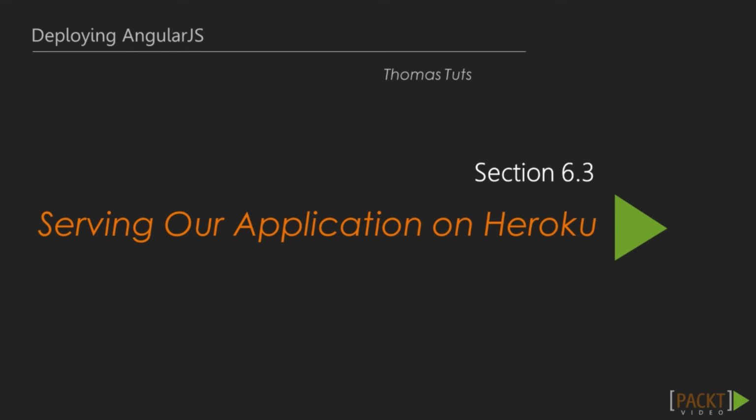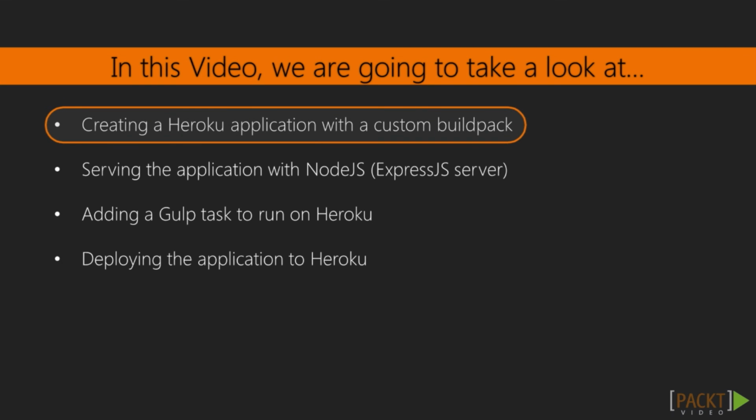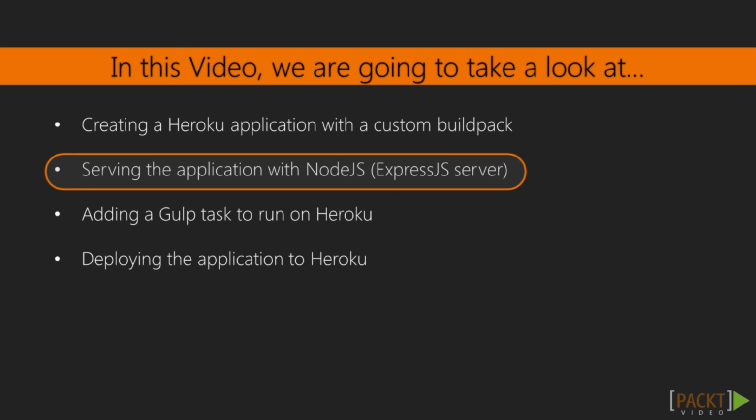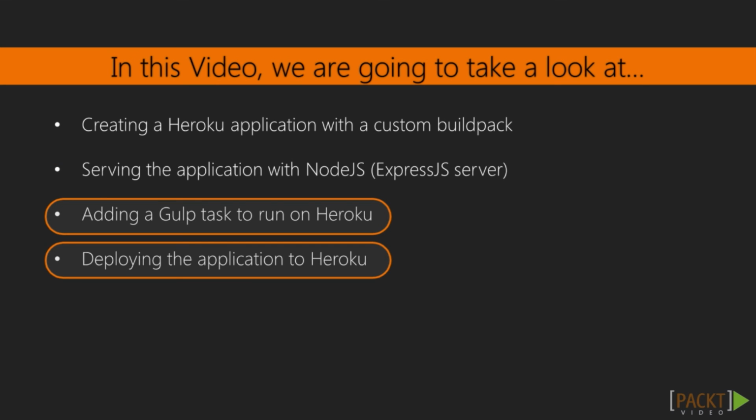This is the final video of section 6 on deploying to Heroku. In this video, we're going to create a Heroku application on which we'll host the application we made together. The first thing we'll do is creating the actual Heroku application. Then we'll serve our application using a really basic Express.js server using Node.js. And when that's done, all that's left to do is deploy the application to Heroku.